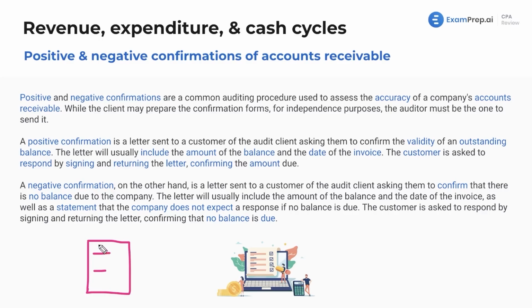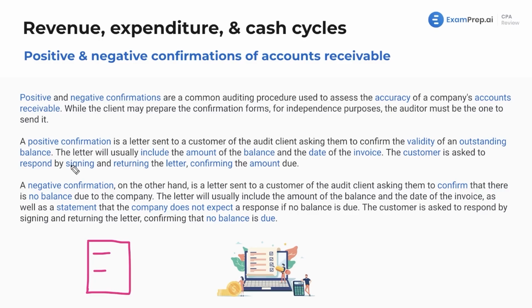If you include on this form, oh yeah, hey, XYZ company, it looks like you owe ABC company, which is our audit client, $1,000. Again, if you include that dollar amount, it's going to make it easier and you're more likely to hear back. However, if it's blank and XYZ company has to fill in the blanks, that's going to give you a more accurate result. The letter will usually include the amount of the balance and the date of the invoice. The customer is asked to respond by signing and returning the letter confirming the amount due.